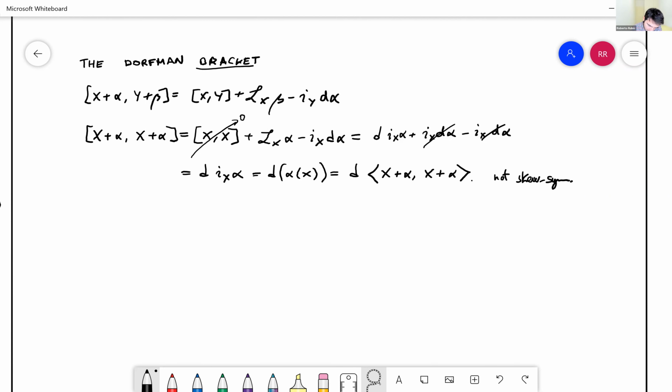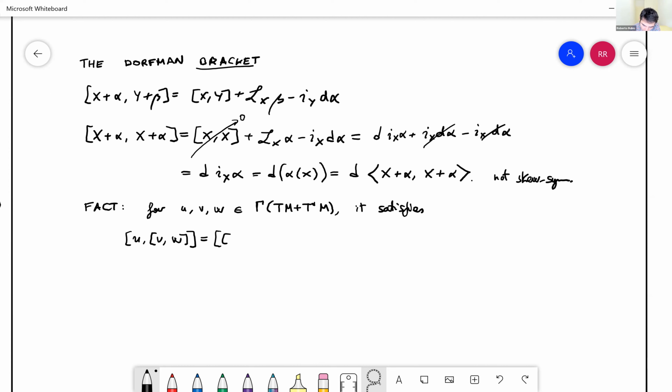A nice property, which can be proved, is that whenever you give me some sections of Tm plus T star m, it still satisfies a kind of Jacobi identity. But here you have to be very careful because it's not skew symmetric. So you need to write the Jacobi identity in this way, because you won't be able to recover the cyclical Jacobi identity. It's Jacobi but not cyclic.